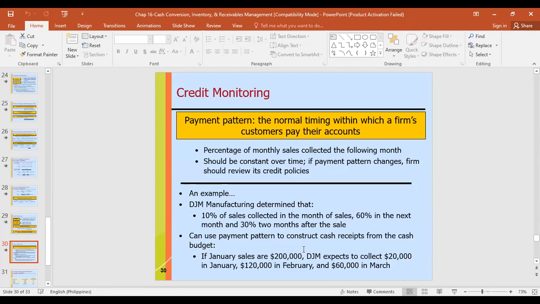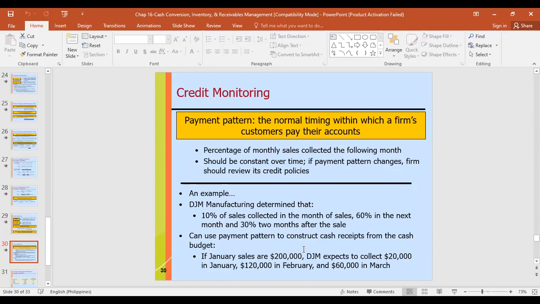Then for credit monitoring, we can see also through the payment patterns the normal timing within which a firm's customers pay their accounts. So we look into the percentage of monthly sales collected following, which should be constant over time. If there are changes, then the firm should review its credit policies. As an example, DJM Manufacturing determined that 10% of sales are collected in the month of sales, 60% in the next month, and 30% 2 months after the sale. So it's like the 10% is sort of a down payment because it is within the month.